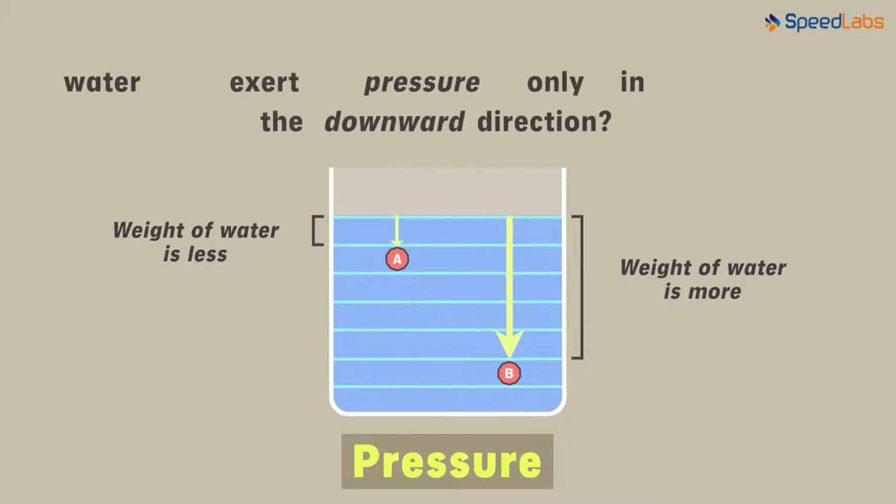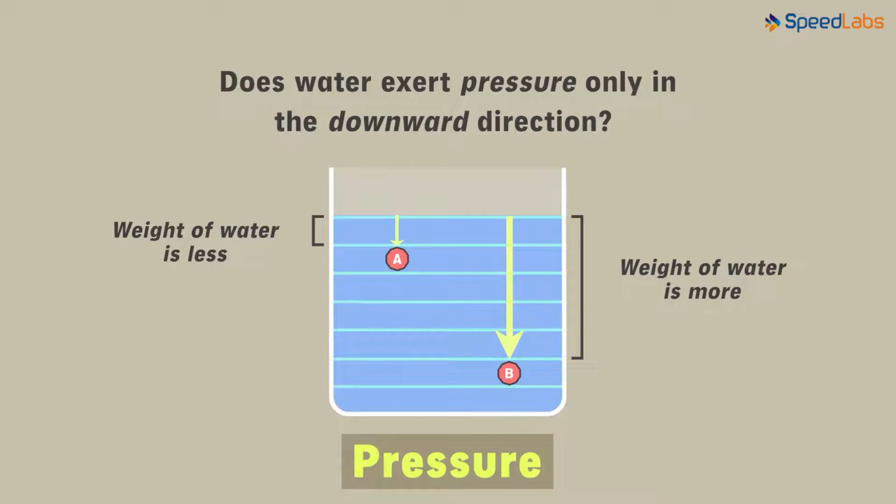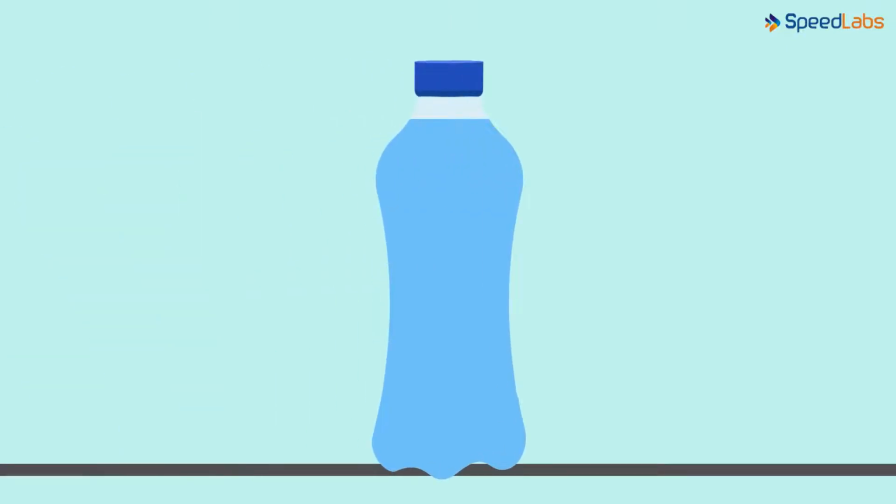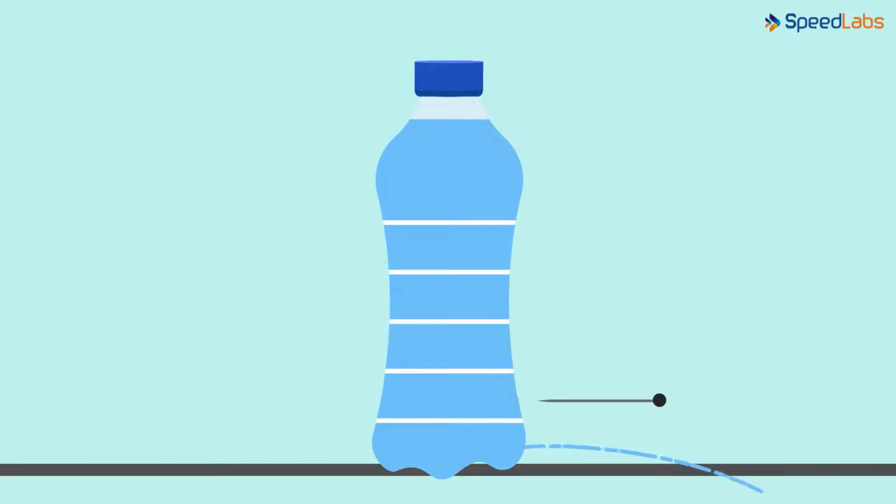But is downward direction the only direction where water exerts pressure? Let us do one experiment to answer this. Say there's water kept in a plastic container. Let's divide the fluid into 5 equal layers and make a hole in each layer. What do we notice? The water is leaking out of the 5 holes, which must be pretty obvious to everyone.